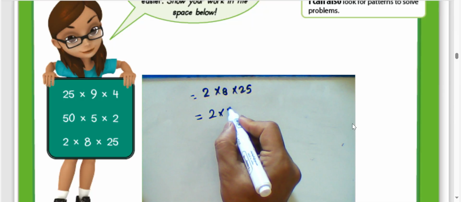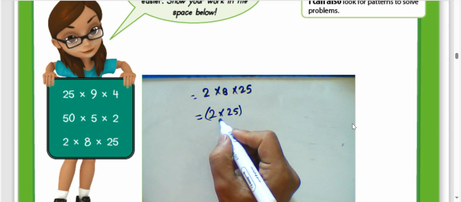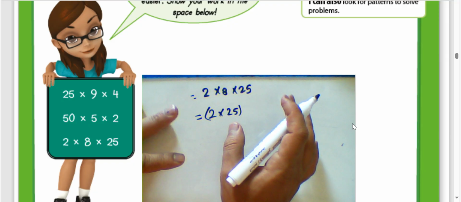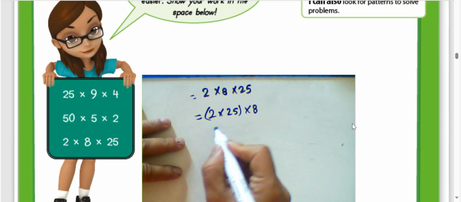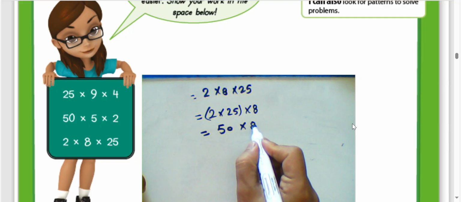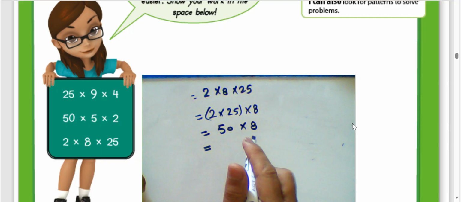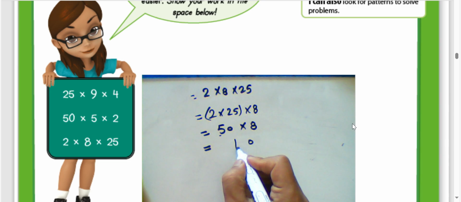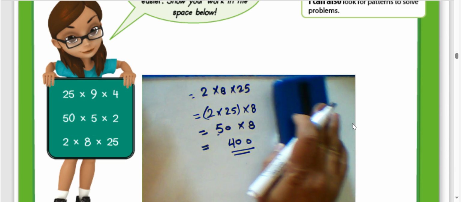2 times 25 here and put them in brackets. Use commutative and associative properties. Then the result product by 8. 2 times 25 equals 50 and product by 8. 50 product by 8, we must write 0 here, and 5 times 8 equals 40. Then the result will be 400.